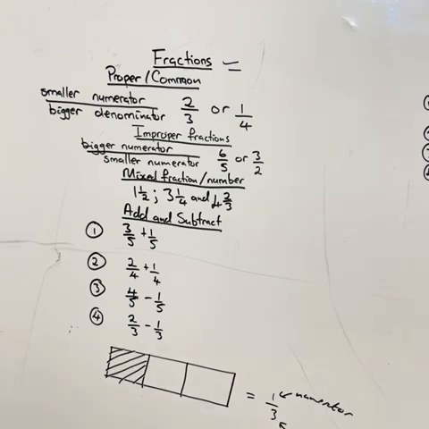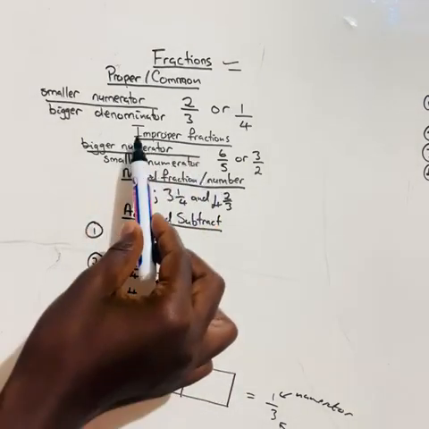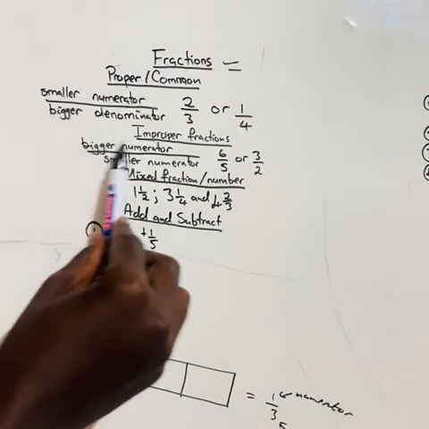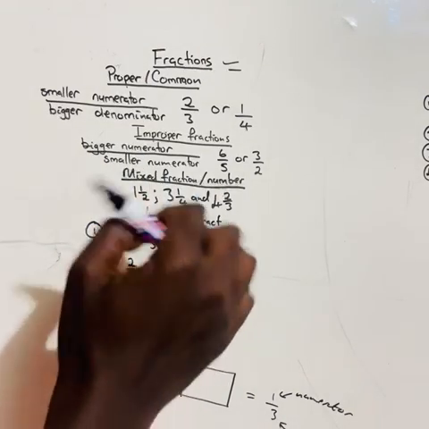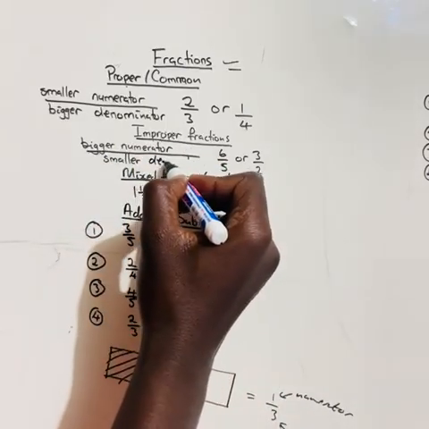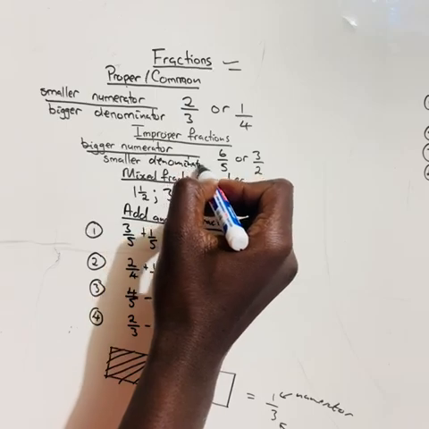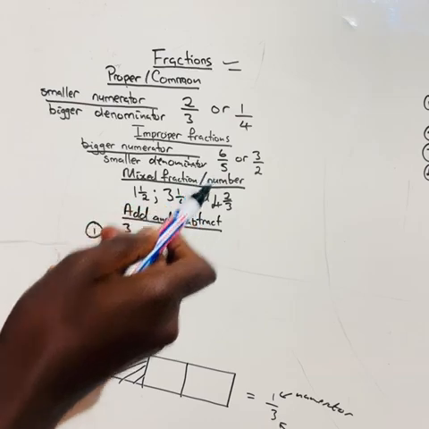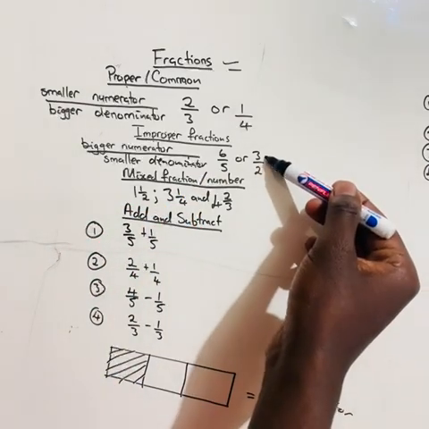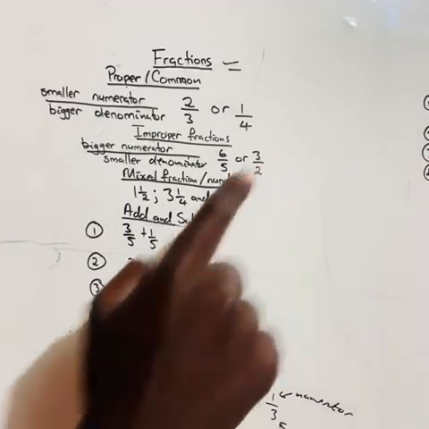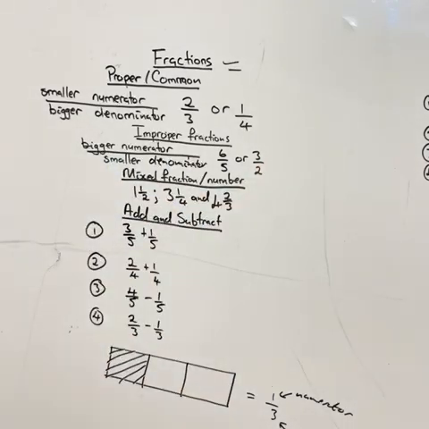Anyway, let's move forward. Then the other type of fraction that we have is what we call improper fractions. What happens with improper fractions? This is when the numerator is bigger than the denominator. So we've got a bigger numerator and a smaller denominator. If we look at this, 6 is bigger than 5. 6 is our numerator, 5 is our denominator. And another one, we've got 3/2. 3 is the numerator and 2 is the denominator. So when you see such fractions, you must know that these are improper fractions.